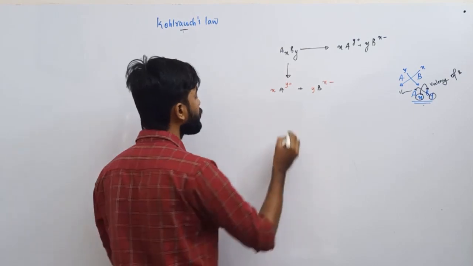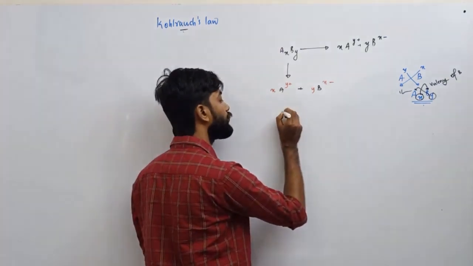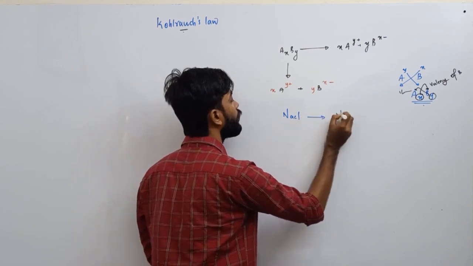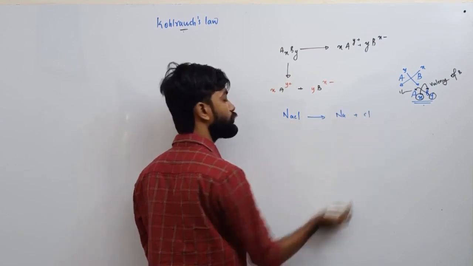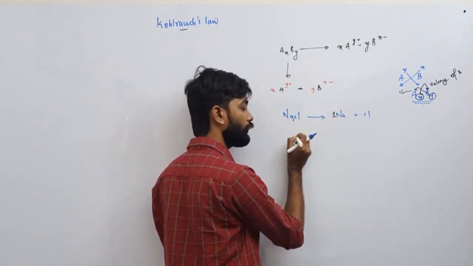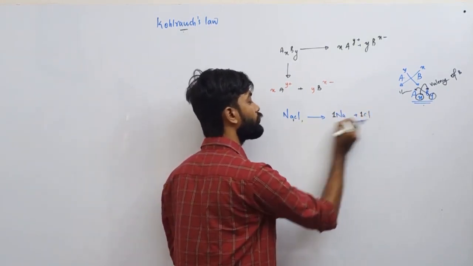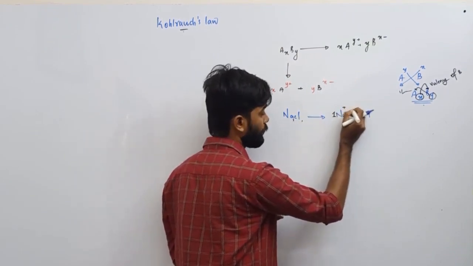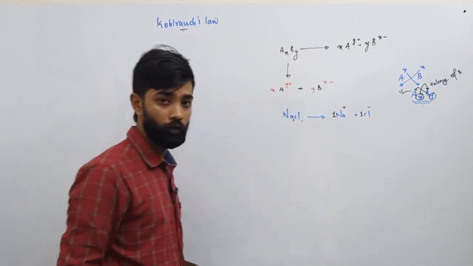I'll give you some examples. Listen. If I have NaCl, no problem. It splits into Na and Cl. How much Na? 1, because here is 1. How much Cl? 1, because here also 1. What is the valency of Na? That we all know, plus, and Cl, that we all know, minus.